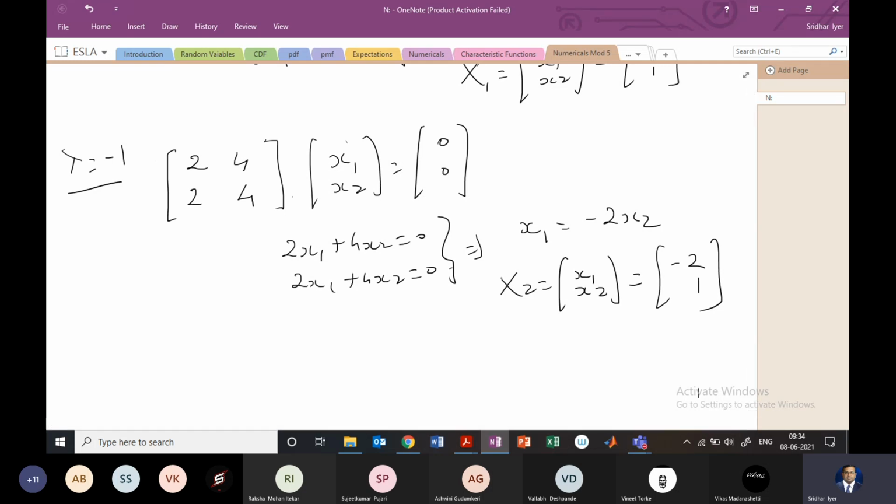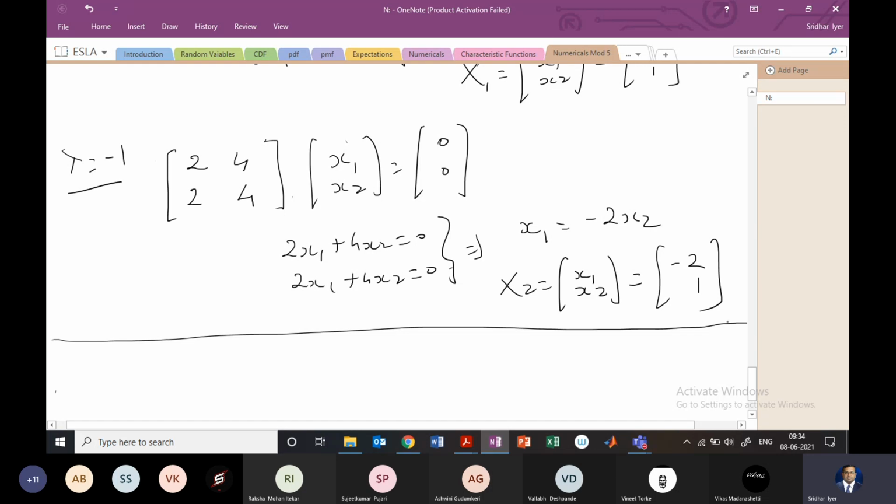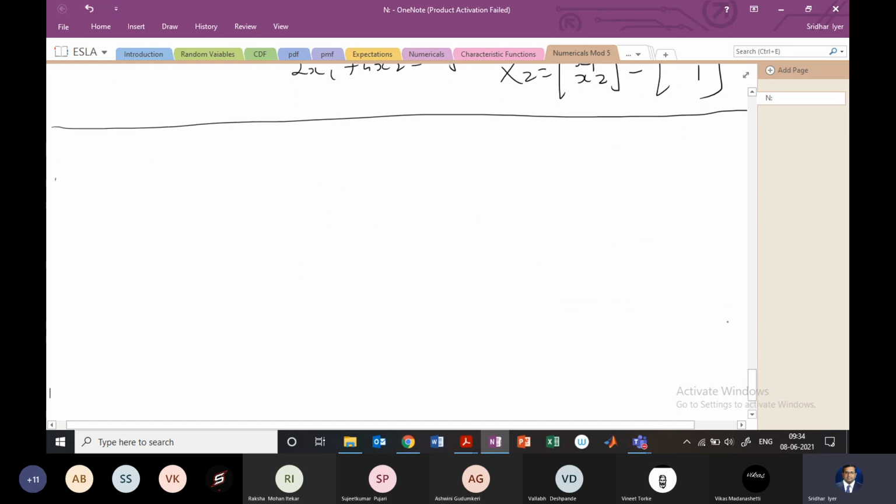Okay. So this is the other question which they had asked. It was simple because it's a 2 cross 2 matrix. It takes more effort if it is a 3 cross 3 matrix. Okay. Next is numerical 4.